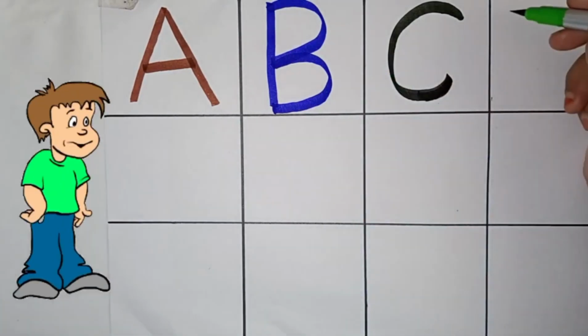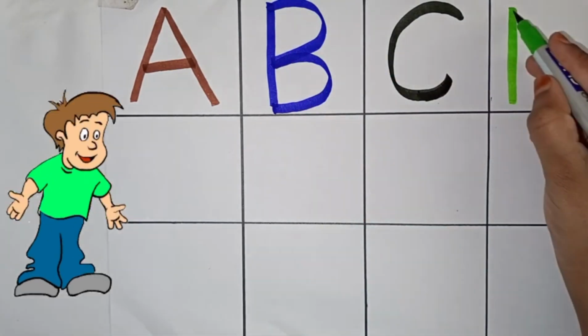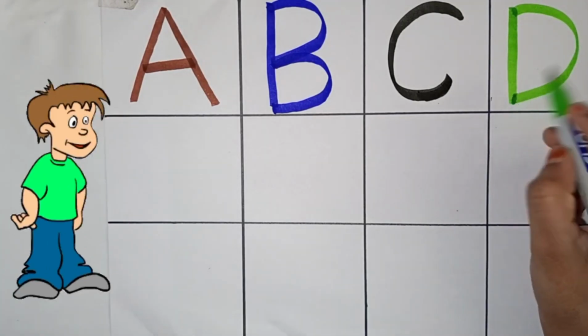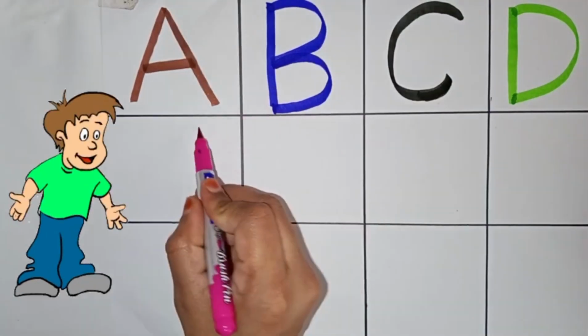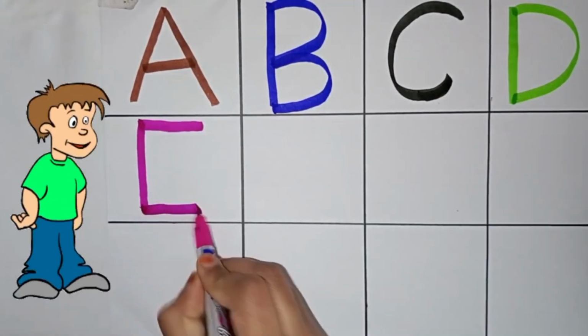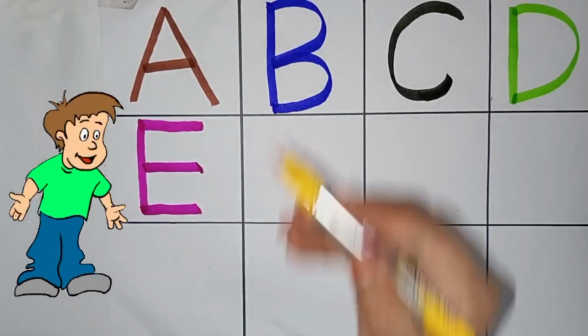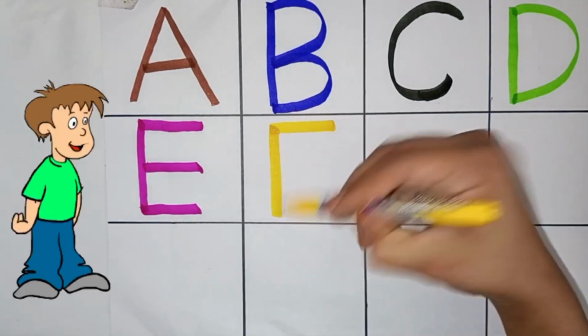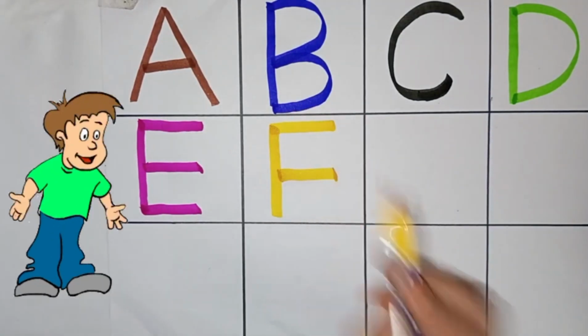Light green color. D for doctor. Pink color. E for egg. Yellow color. F for fox.